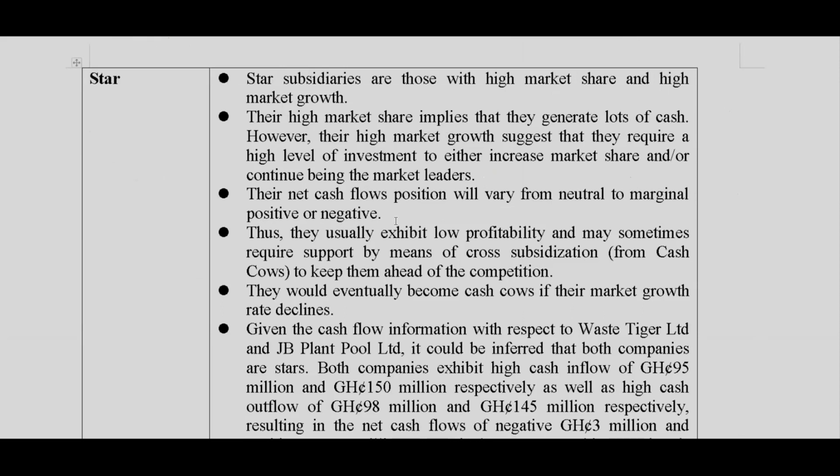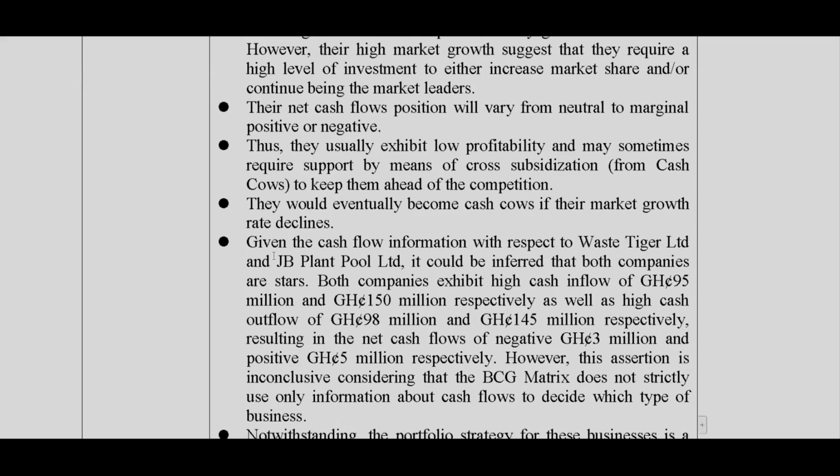You get it? So it's not huge, it grows by smaller changes, but either it will be zero or it will grow by smaller changes. Are you getting it? Thus they usually exhibit low profitability and may sometimes require support by means of cross-subsidization from cash cows to keep them ahead of the competition. They would eventually become cash cows if their market growth rate declines, right?